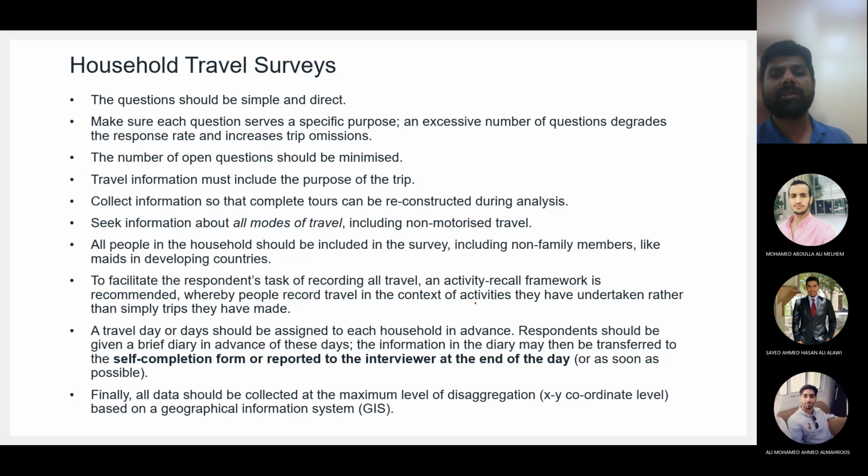Collect information so that complete tours can be reconstructed. For example, you ask him, where did you go in the morning, first of all? So he will say, I went to work. Or I went to a school to drop my kid. And then from there, where did you go? And he will say, I went to my office. Then from there, where did you go? He will say, I went back to the school, and so on.